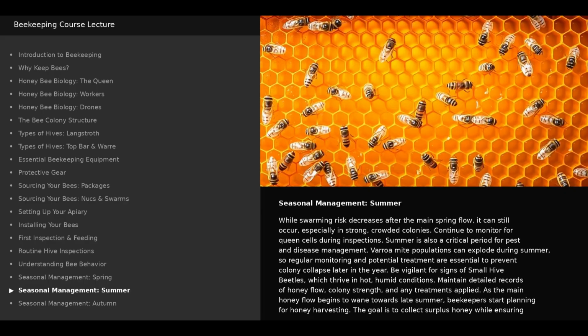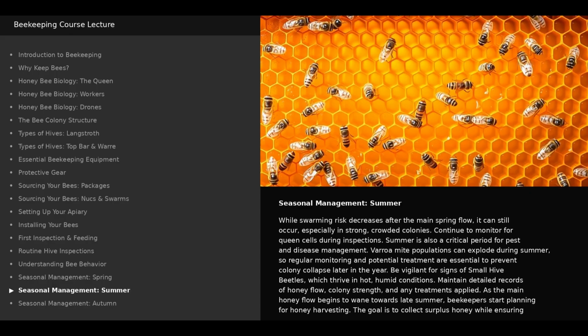While swarming risk decreases after the main spring flow, it can still occur, especially in strong, crowded colonies. Continue to monitor for queen cells during inspections. Summer is also a critical period for pest and disease management.